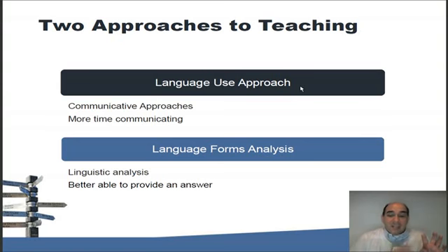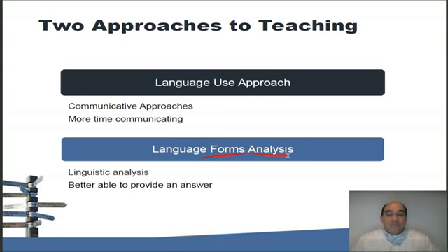At the other end, of course, you have the more traditional language form, language analysis. This group of people are more your grammarians, your grammar lovers, who want to analyze the grammatical structures and study vocabulary cards in long lists, out of context. They have more linguistic analysis. They have a better opportunity to explain a grammar question because they study the grammar and they study the vocabulary.